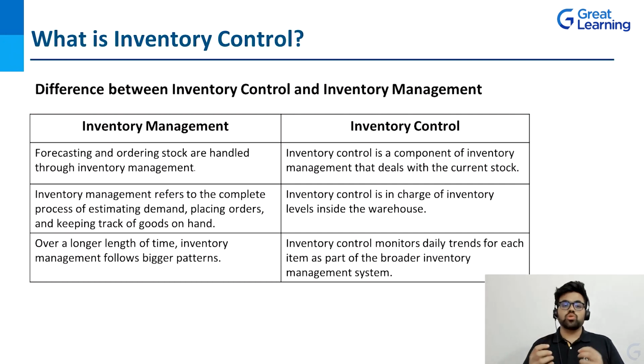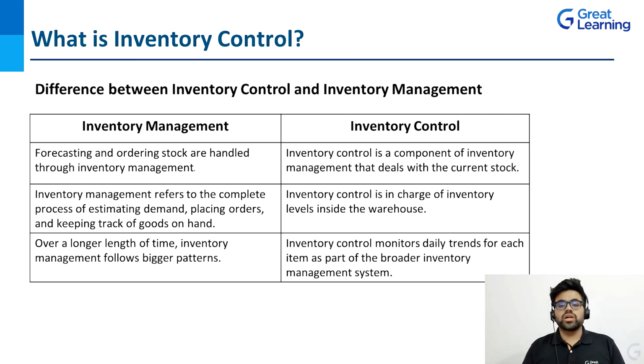Then comes inventory management. Inventory management follows a bigger pattern. It follows a lot more monitoring. Now, in inventory control, the monitoring happens on a daily basis. They just check current stock, they just check what is happening with that particular segment at that particular time. It does not care about what happens later and what happened before. It just cares about the thing that is in the present, right?